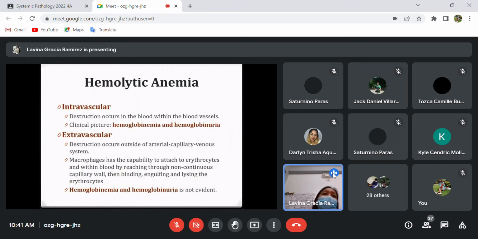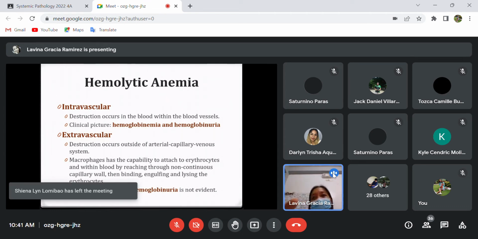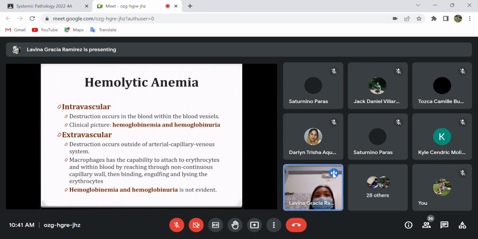Now, the differences between intravascular and extravascular. Intravascular, from the term intra, means inside. So the destruction is within the blood vessels, in the veins, in the circulation within the blood vessels. The clinical picture that will give a distinction for intravascular hemolysis is hemoglobinemia and hemoglobinuria, because there the constituents of the RBC are liberated. So what are those constituents that can be liberated from destruction of RBC? Can you give me one?